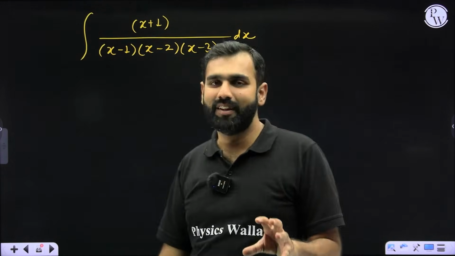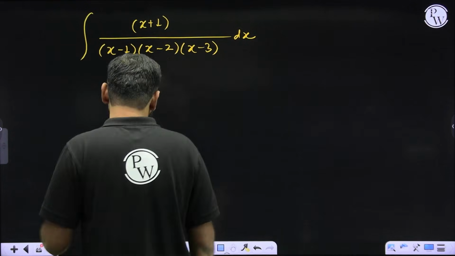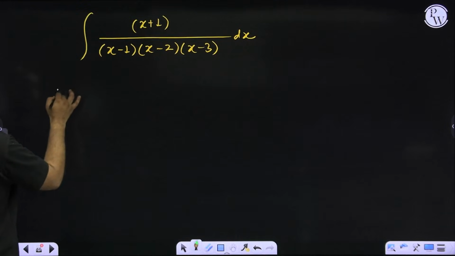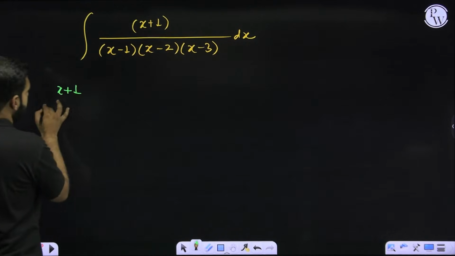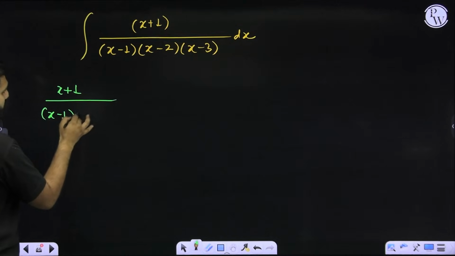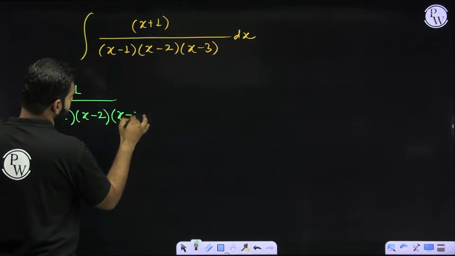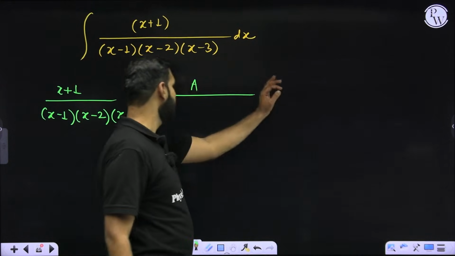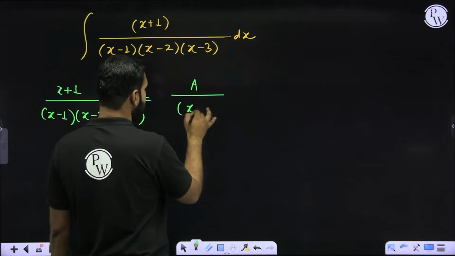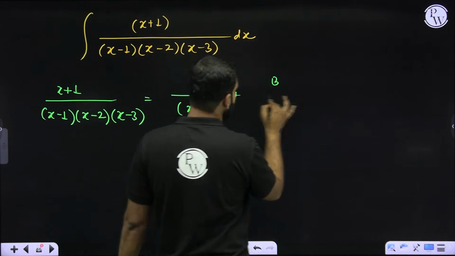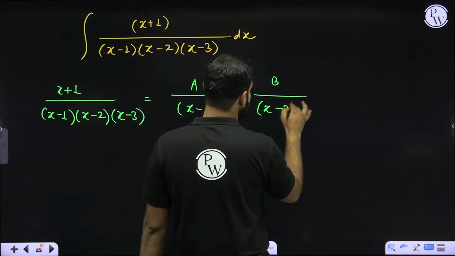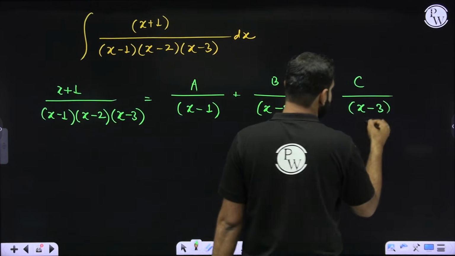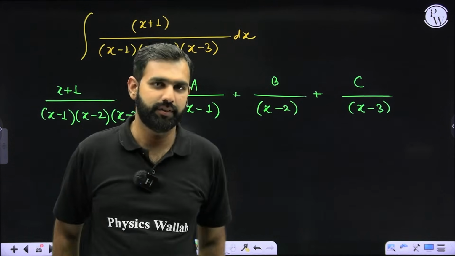If we have it in the factorized form, partial fractions suggest a very interesting thing: take this entire expression, which is x plus 1 divided by x minus 1, x minus 2, x minus 3, as a upon the first factor in the denominator, which is x minus 1, where a is an arbitrary constant which I'll figure out, plus b upon the second factor, which is x minus 2, plus c upon the third factor, which is x minus 3. Any confusions on that, students? Did you get this part?